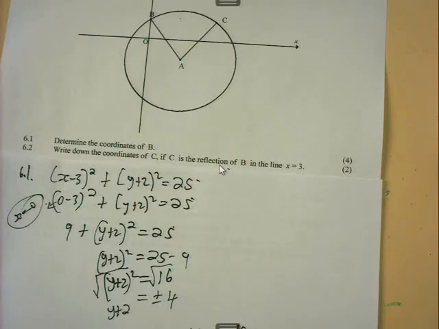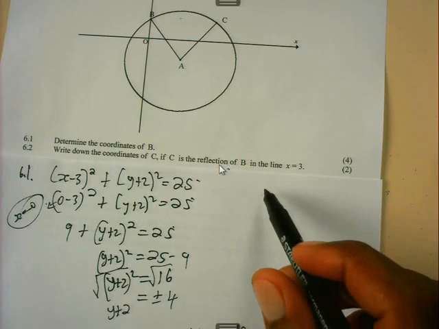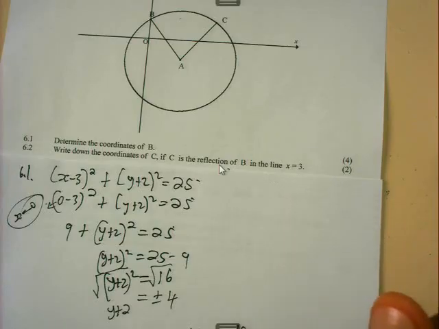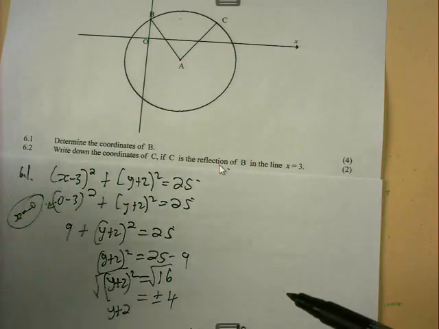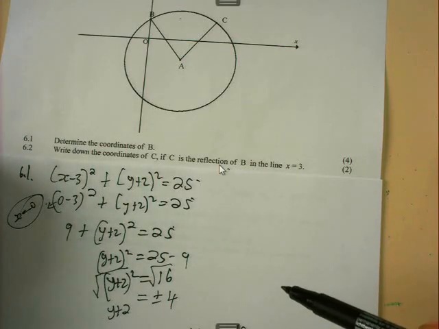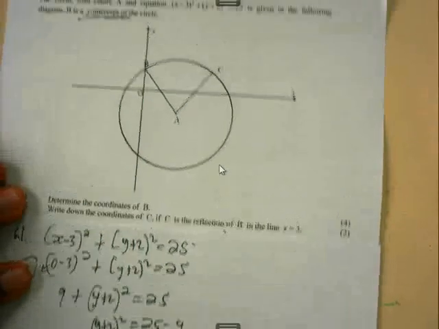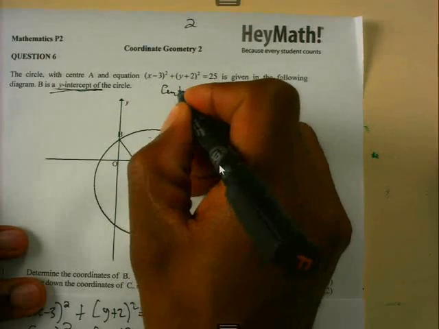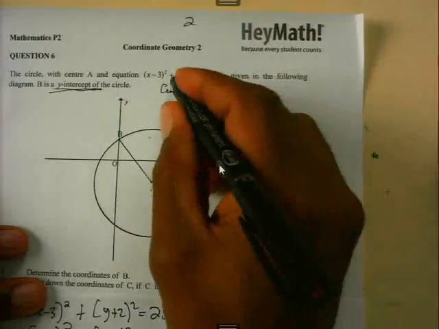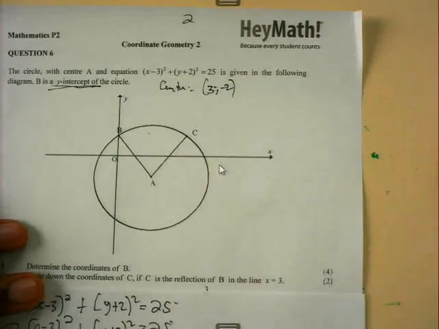Now let us go to 6.2. 6.2 says write down the coordinates of C if C is a reflection of B in the line x is equal to 3. Right, what is it that you are going to do here? Very important that we look at this. What is the center of the circle? The center of the circle is 3 as well as minus 2.